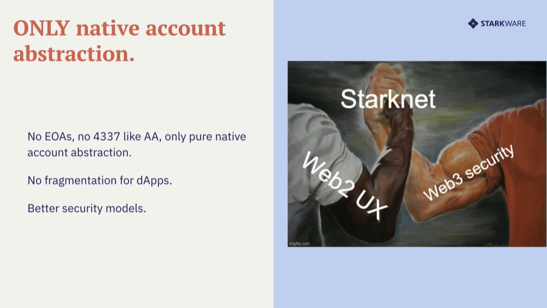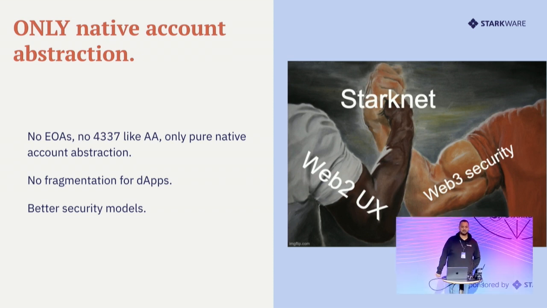Basically, usually what you have on different blockchains, you have 2 types of accounts. You have externally owned accounts that are usually user wallets, and you have smart contracts. So the idea of account abstraction is that everything is a smart contract, including accounts, which gives flexibility. But we went to a point where we have only native account abstraction. So if you are on Starknet, you can only use that.